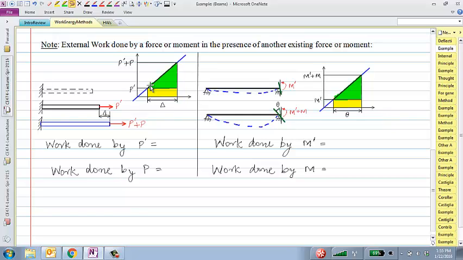When there is a single force acting on a structure, external work done is half times P times delta. No question about it. If there is already a force on it, P prime, and then I apply an additional force P, then the work done by P prime is P prime times delta. There's no half there.